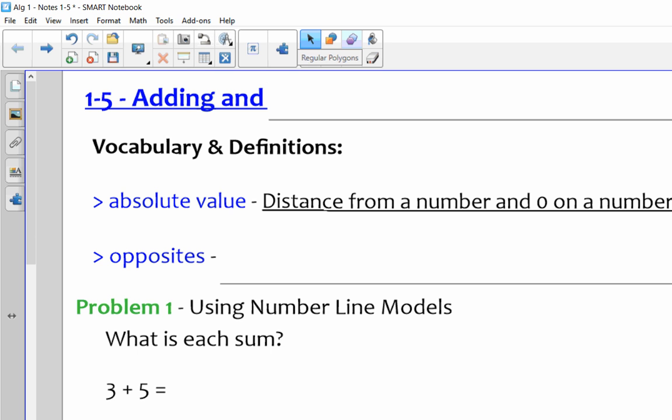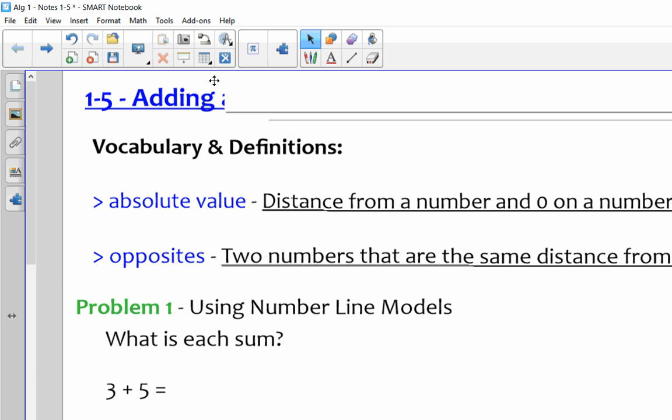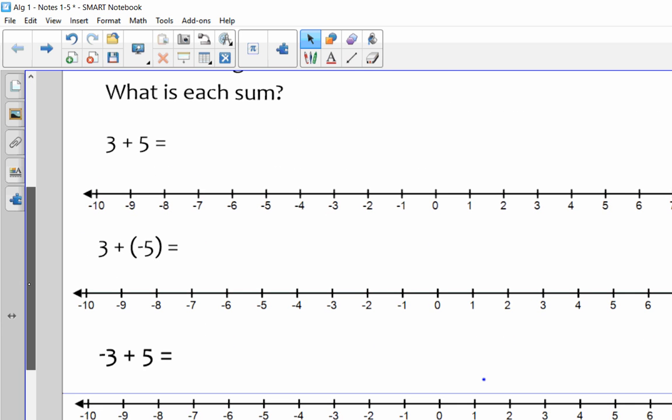Second definition here is opposites, and it's two numbers that are the same distance from zero. So we're looking at number lines here to teach what absolute value is and also teach about opposites and distance. Okay, so taking a look at this particular one, we're going to use the number line.